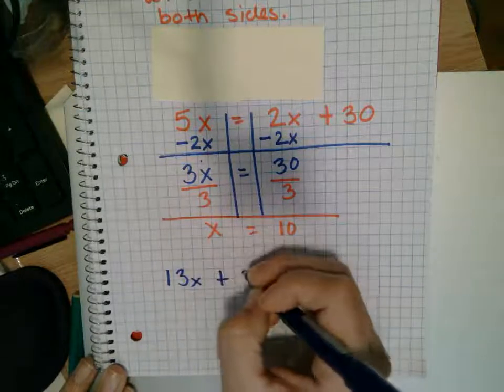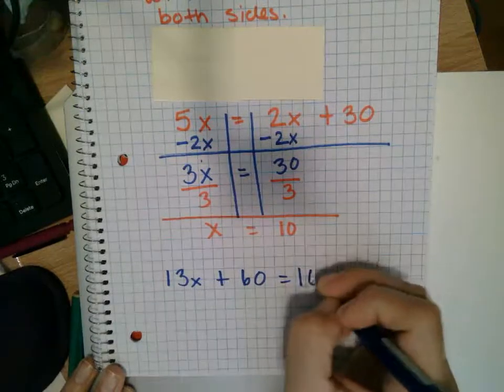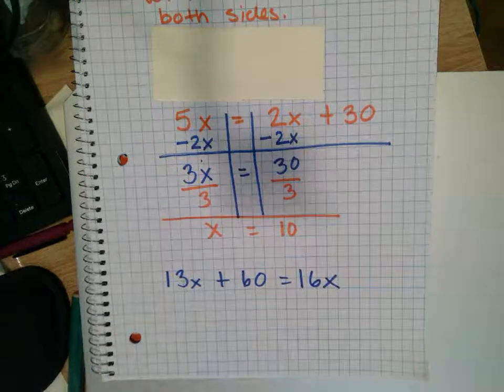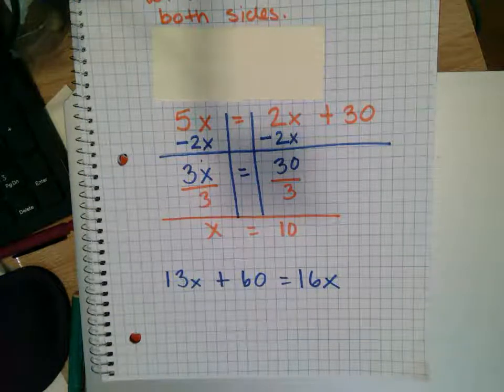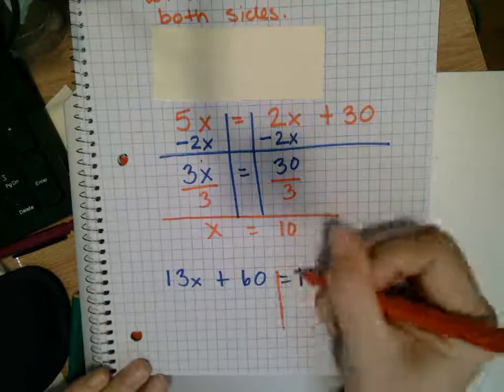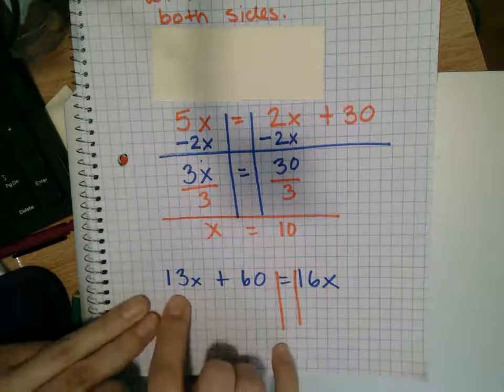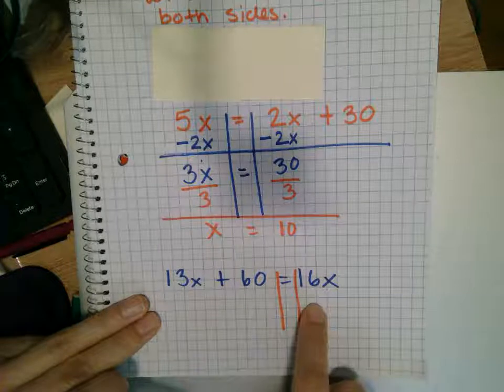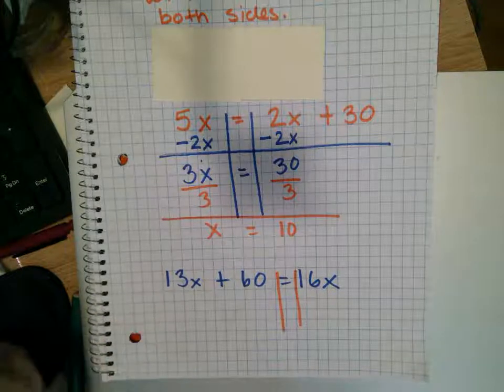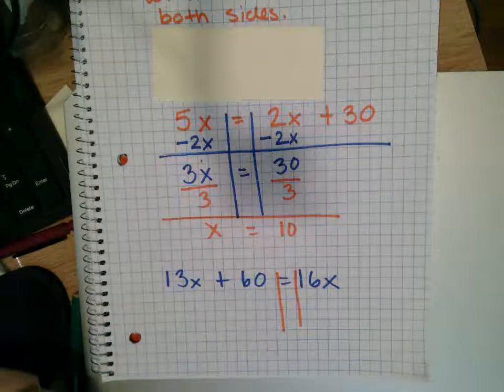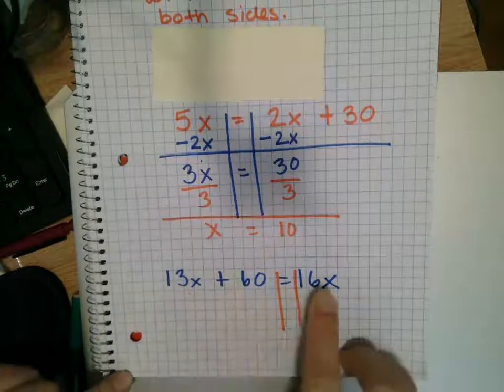13x plus 60 equals 16x. Okay? You decide, so here's my bars. I've got to get x all on the same side. I have 13 on this side and 16 on this side. And you have to ask yourself, well, which one do I move? Always move the smaller one. So the 13 is smaller than the 16.